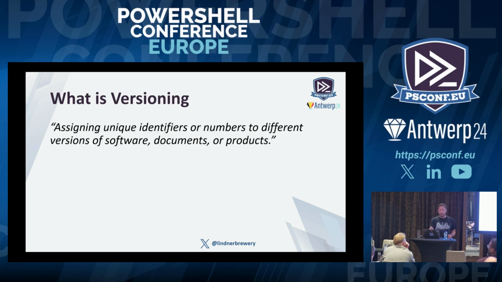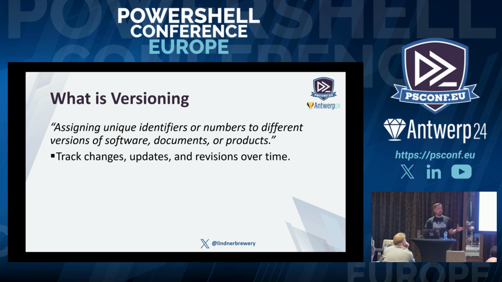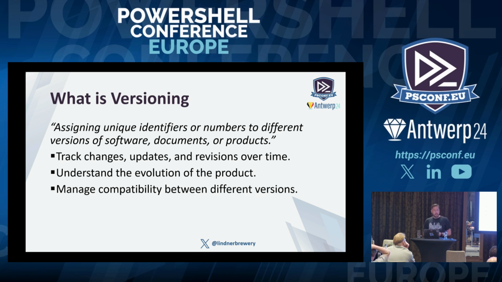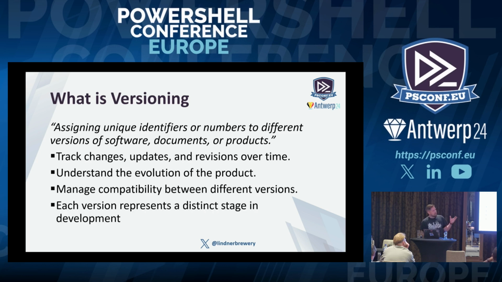Okay, what is versioning? Well, versioning is assigning unique identifiers or numbers to different versions of your software, documents, and products. It helps us track updates, changes, and revisions over time. It helps us understand the evolution of a product, in this case, PowerShell modules. It will help us manage compatibility between different versions. So if we have a required module, we might want to say, I need this specific version in our module. And logically, each version represents a specific time in your development. So one version is one commit, is one set of code.